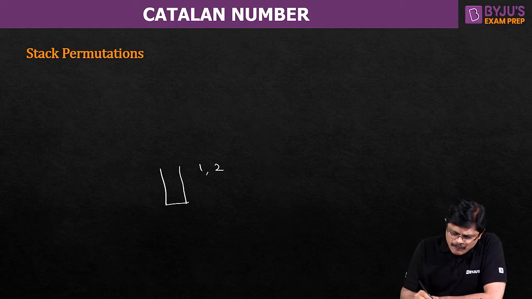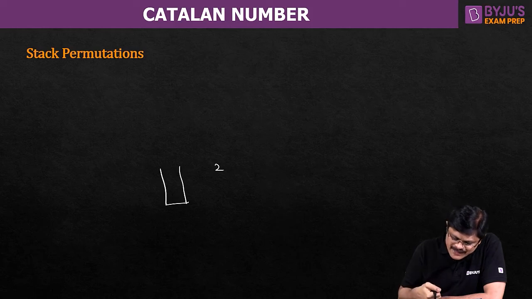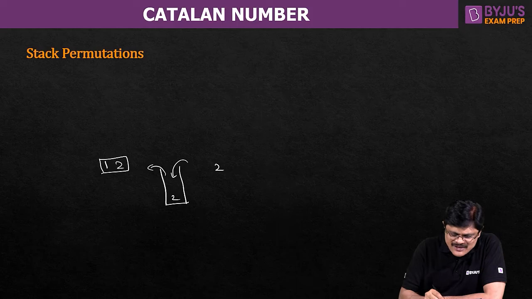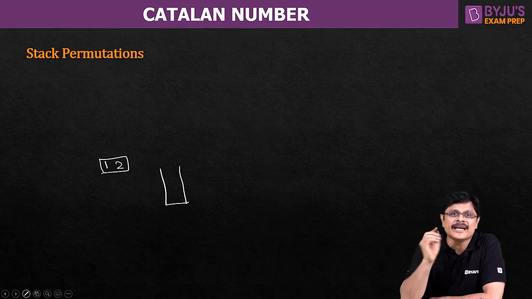So here you can push 1 onto the stack, then you can pop 1 from the stack. So 1 is printed. Now again you can push 2 onto the stack and you can pop 2. So you can get this 1, 2 sequence from 1, 2. That is one sequence we can obtain using the sequence 1, 2 using a stack.